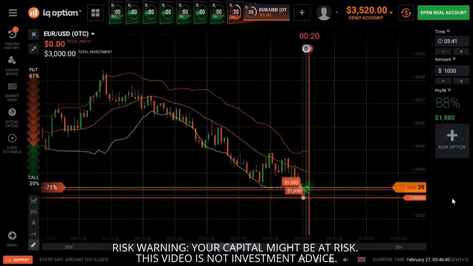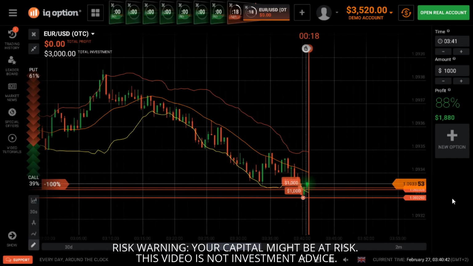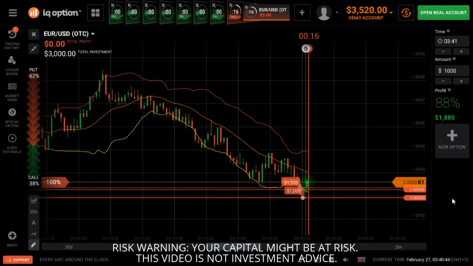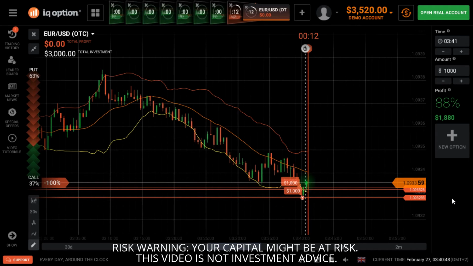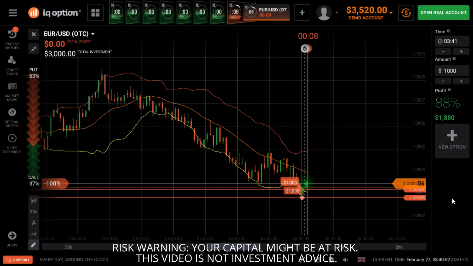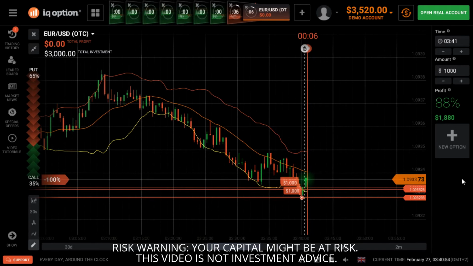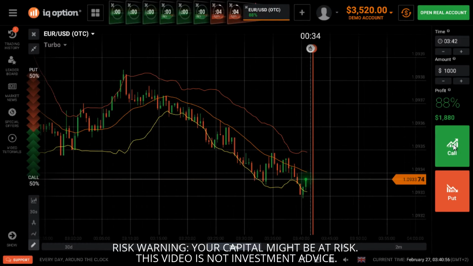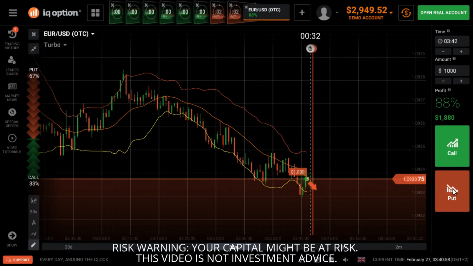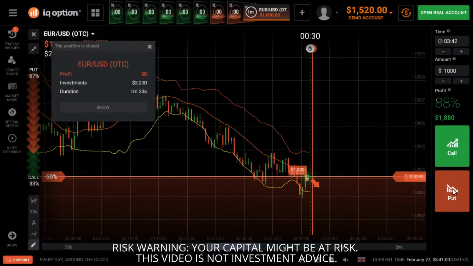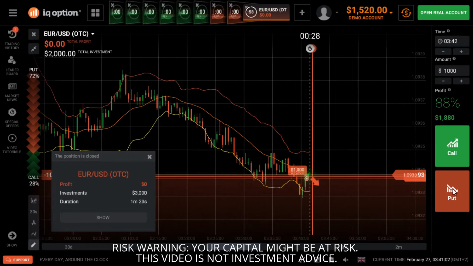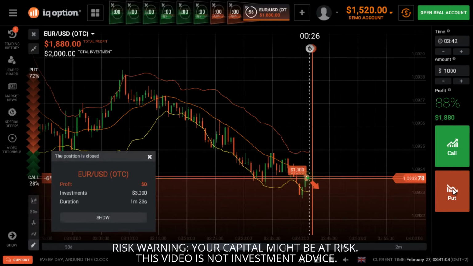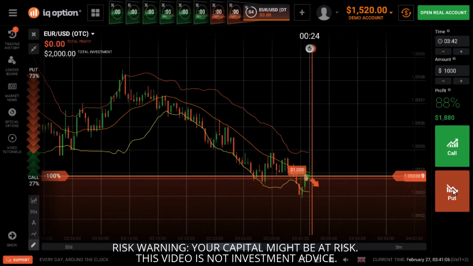And so actually I deposited $3,000 or $30, whatever. It's just numbers, and see what's going to happen from here. Okay, I lost one, and see how it develops.